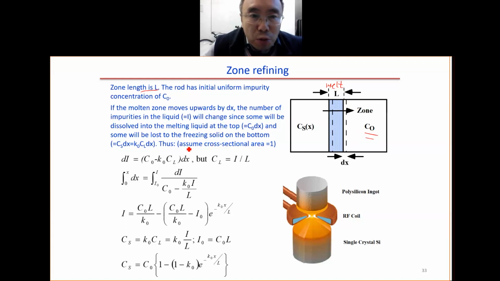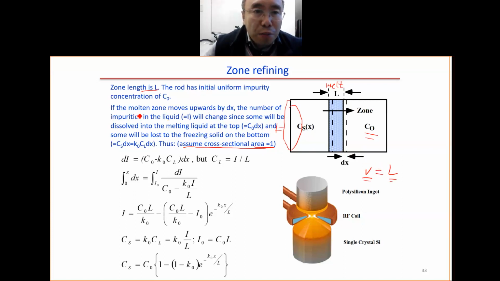Also, to make it simple, we assume the cross-sectional area is equal to 1. So the area here equals 1 to make it simple. Then the volume equals L. If the area equals 1, then the volume equals L. So that makes sense.